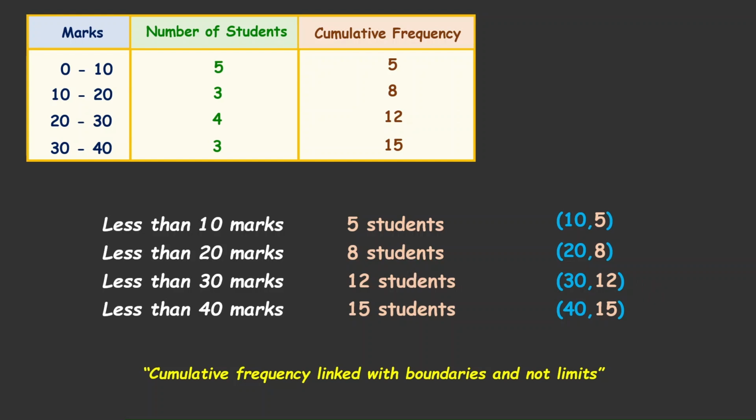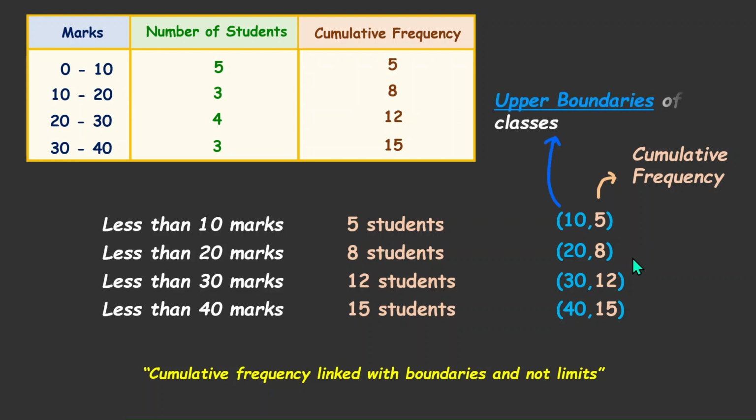So when we're talking about a less than curve, the points that are created would be such that the y-axis would be the cumulative frequency and the x-axis, note that we are here only considering the upper boundaries. So these are the upper boundaries of classes: less than 10 marks, less than 20 marks, less than 30 marks, all of them upper boundaries. And so a general point would have the x-axis as the upper boundaries of classes and the y-axis as the cumulative frequency. And now let's get these points for all of the data.